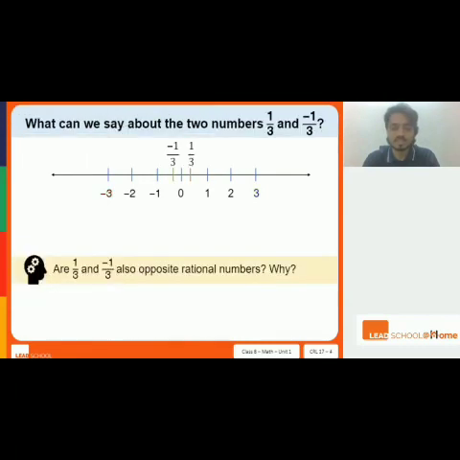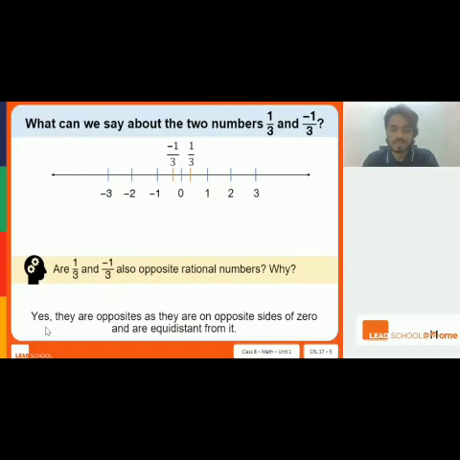So we can say that negative 3 and 3 are opposite integers. Opposite integers. Now see this number line. What can we say about the two numbers 1 by 3 and negative 1 by 3? This is 1 by 3 and here it is negative 1 by 3. Are 1 by 3 and negative 1 by 3 also opposite rational numbers? Why? Yes, they are also opposites as they are on opposite sides of 0 and are equidistant from it. So 1 by 3 and negative 1 by 3 are also equidistant from 0. So they are also opposite rational numbers.